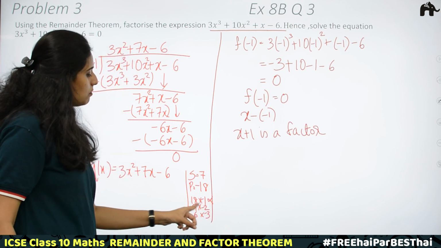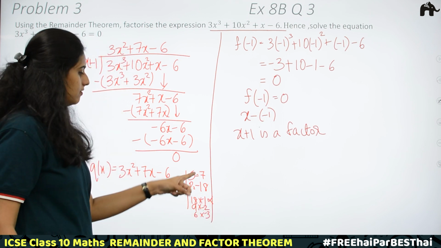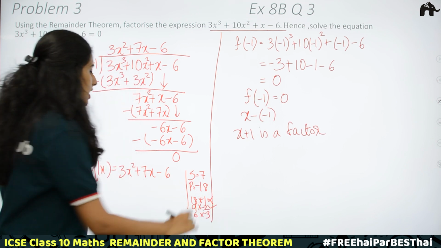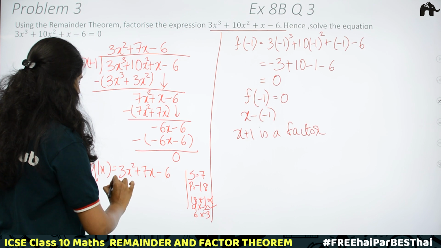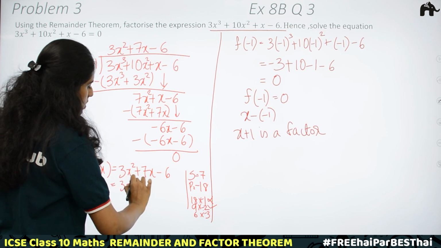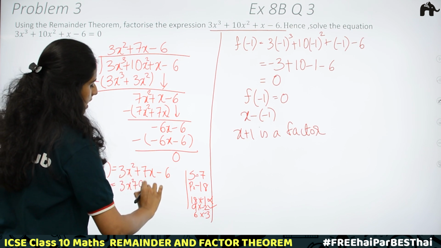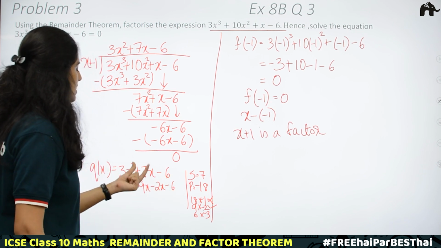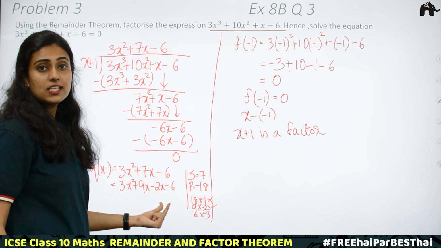Then, 9 minus 2. 9 minus 2 is 7. We need 7, right? So, these are the two numbers. Here, we can split the middle term. That is equal to 3x square plus 9x minus 2x minus 6. We have made 7x as 9x minus 2x.